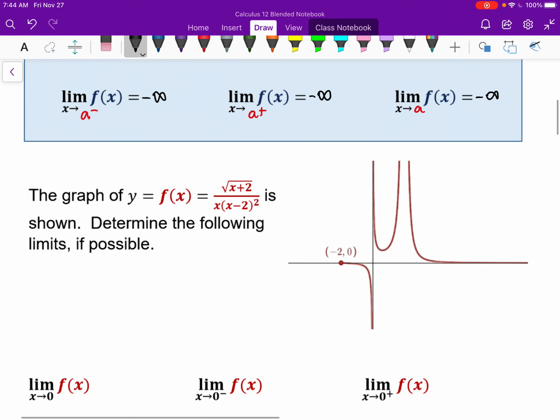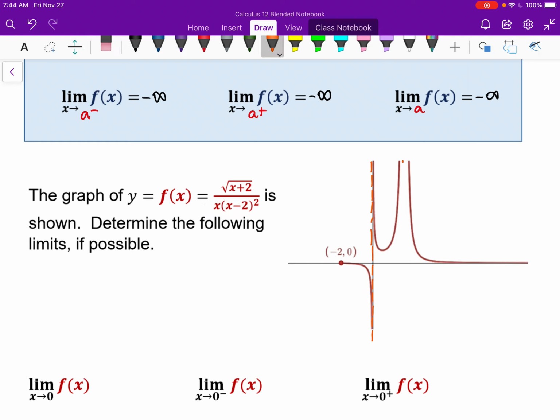And so what I have here is a graph of this function, f of x equals the square root of x plus 2, over x times (x minus 2) squared. The equation doesn't really matter. But here's the graph. And so I can see, for example, there must be a vertical asymptote at 0. And I can tell that from looking at the graph or from looking at the equation. When x equals 0, I'm dividing by 0.